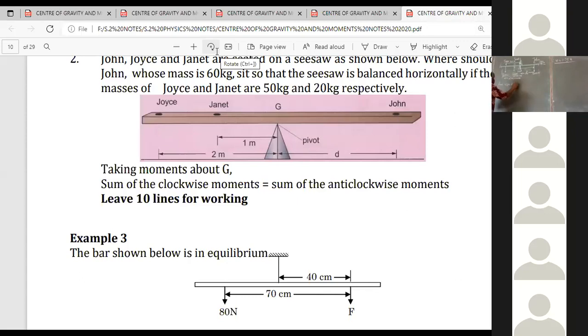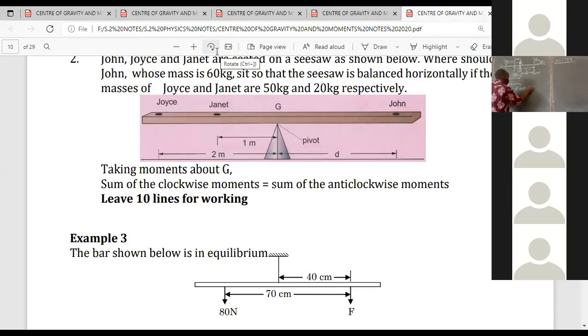What did it say? Taking moments about the pivot, the sum of the what? The sum of the anticlockwise moments is equal to the sum of the clockwise moments. Okay, I have written it in full.